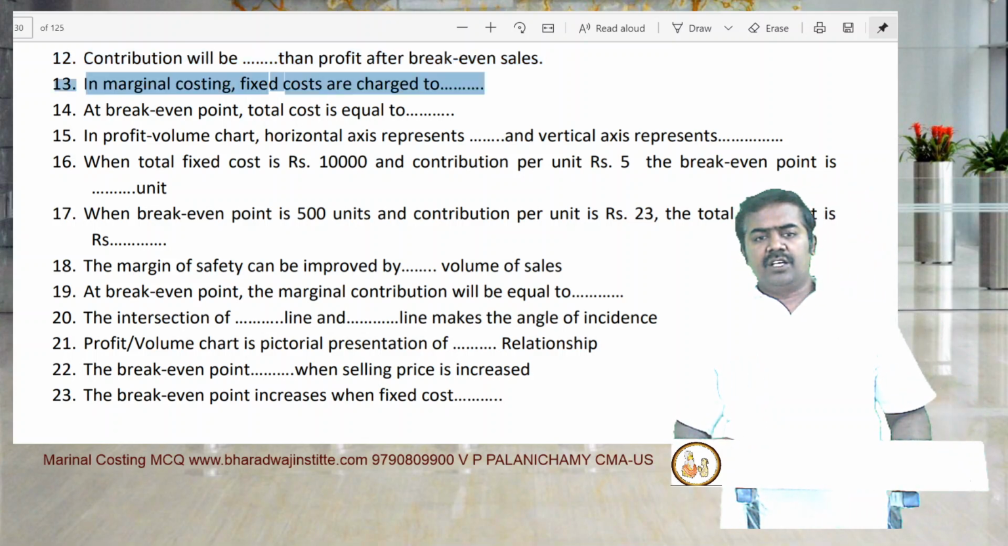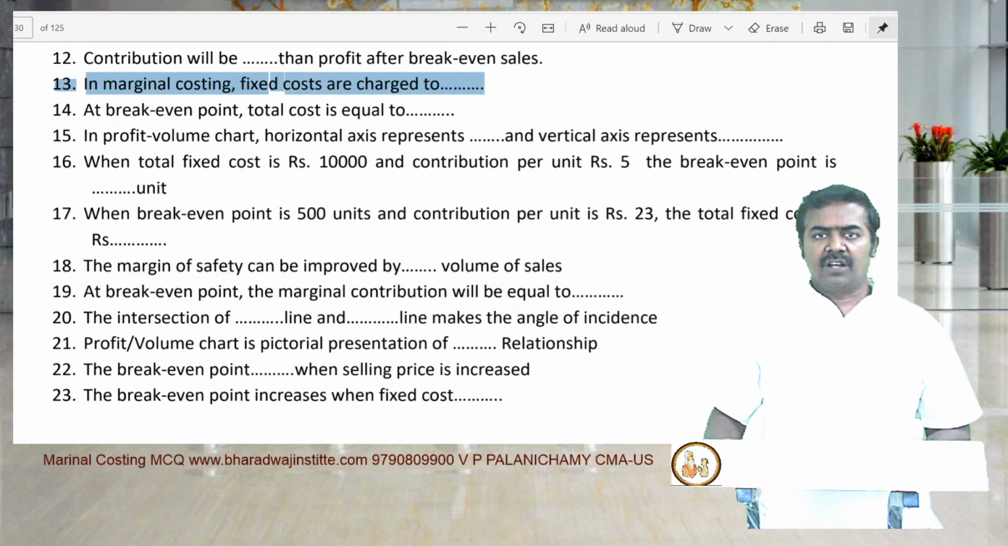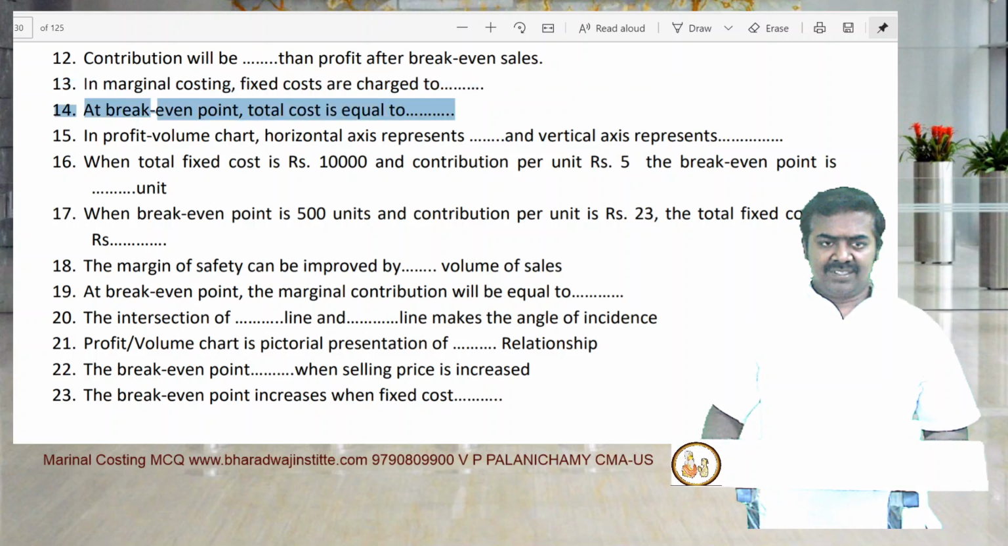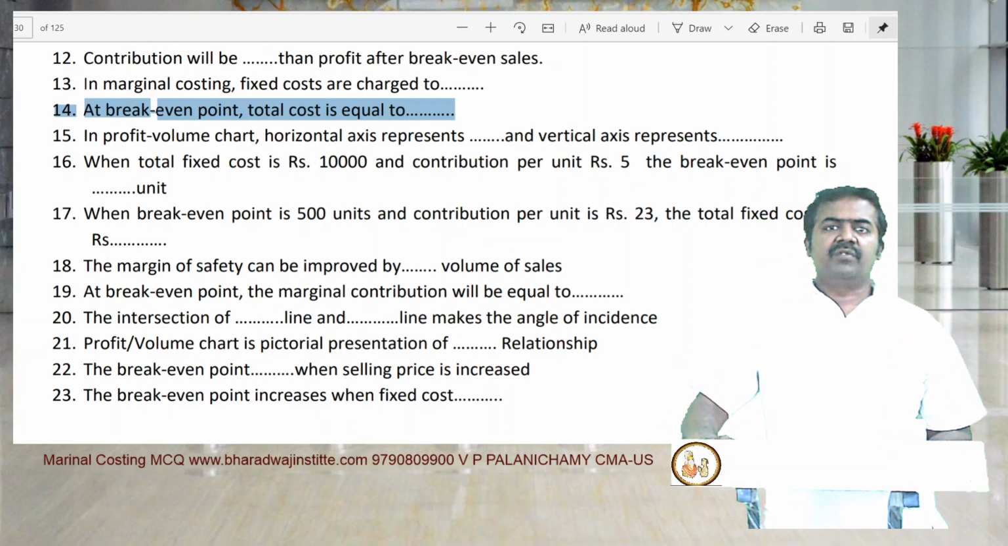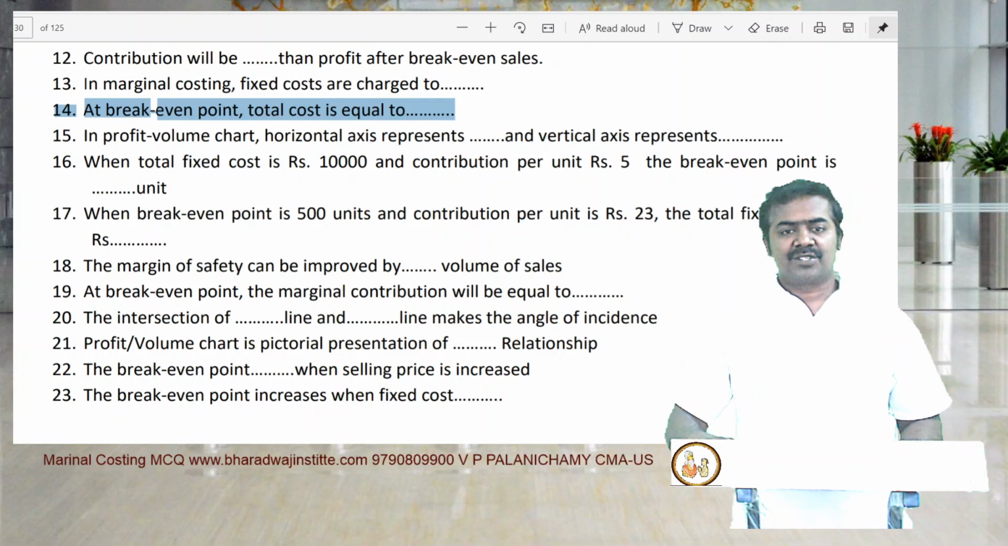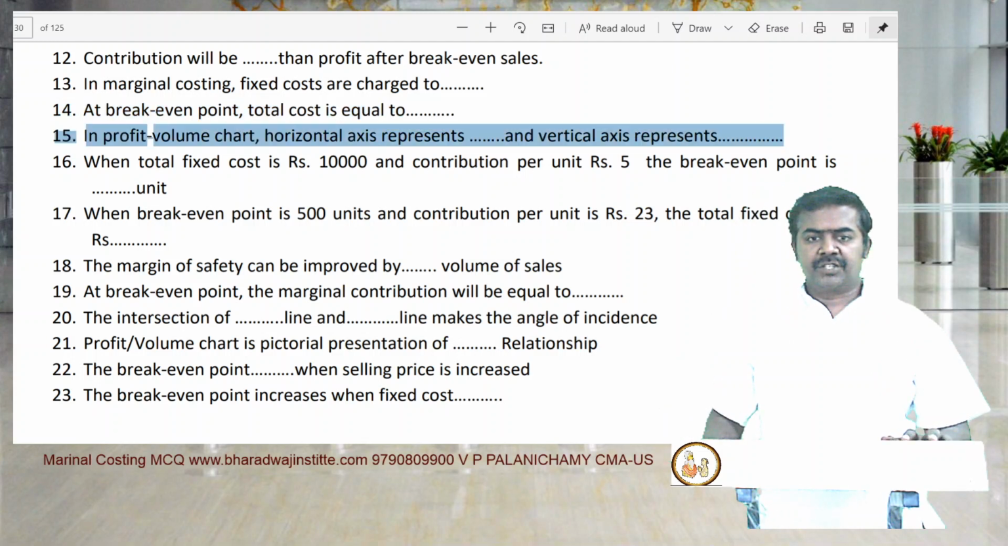In marginal costing, fixed costs are charged to P&L account. At break-even point, total cost is equal to total revenue, or we can say contribution is equal to fixed cost. Next question you can answer.